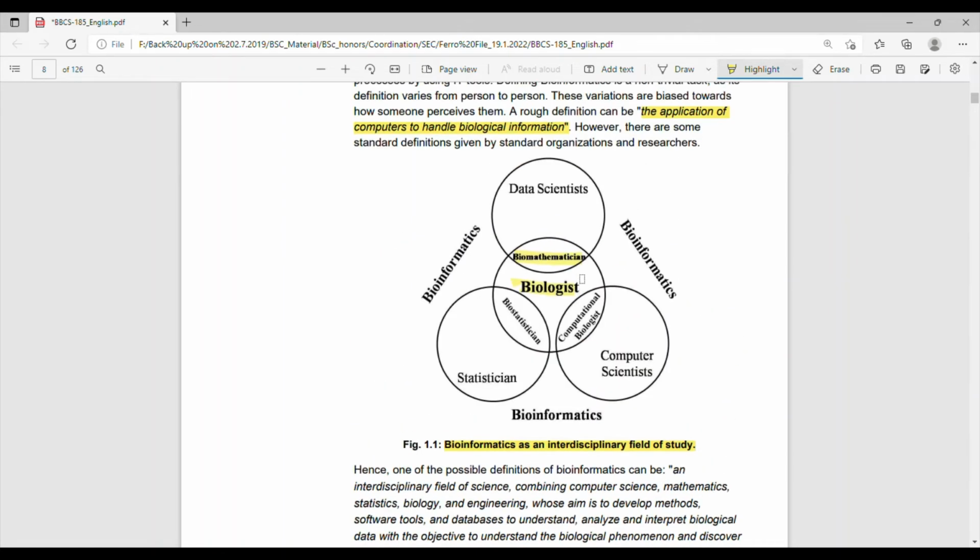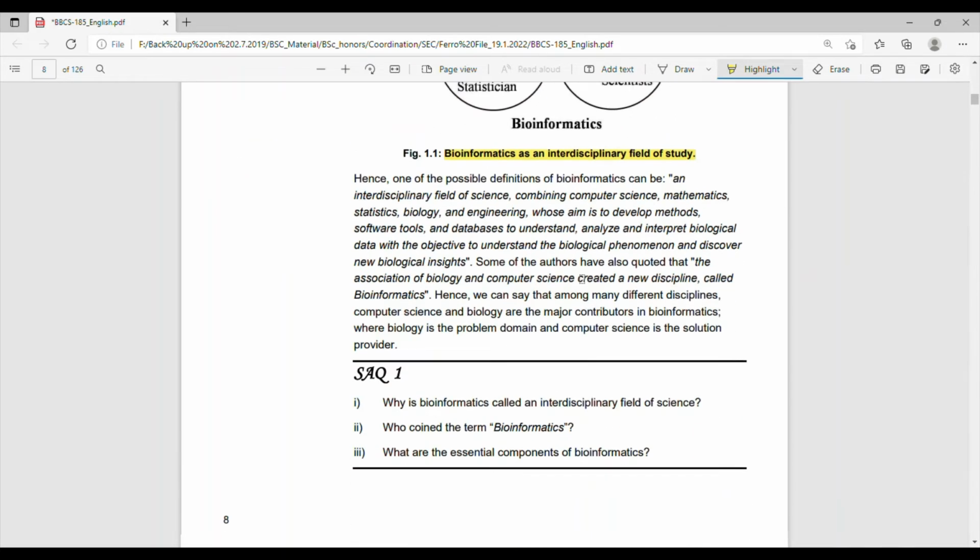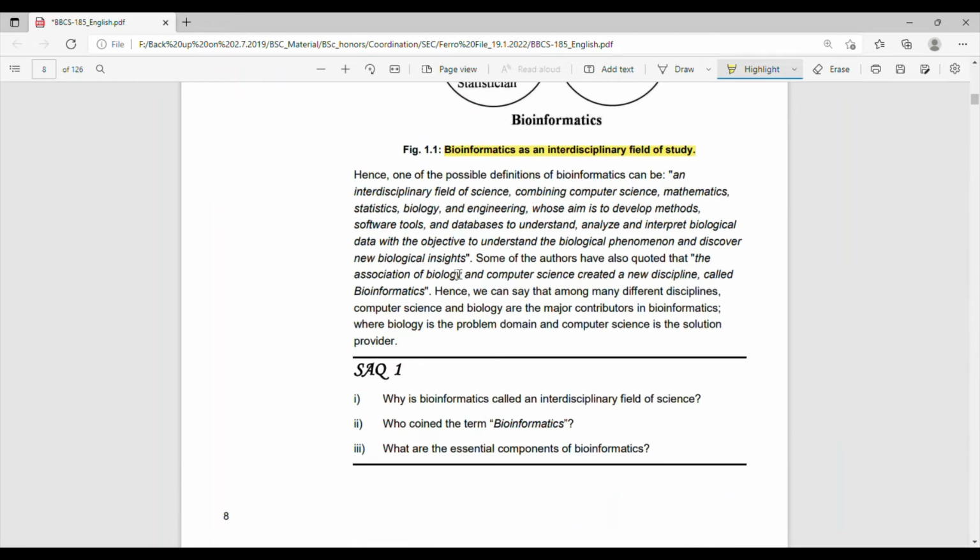And coming to the introduction of bioinformatics, as I said, bioinformatics is an interdisciplinary field of science combining computer science, mathematics, statistics, biology, and engineering, whose aim is to develop methods, software, tools, and databases to understand biological data. So the main purpose of bioinformatics is using mathematics, statistics, and engineering applications, including computer sciences, to understand the biological data.